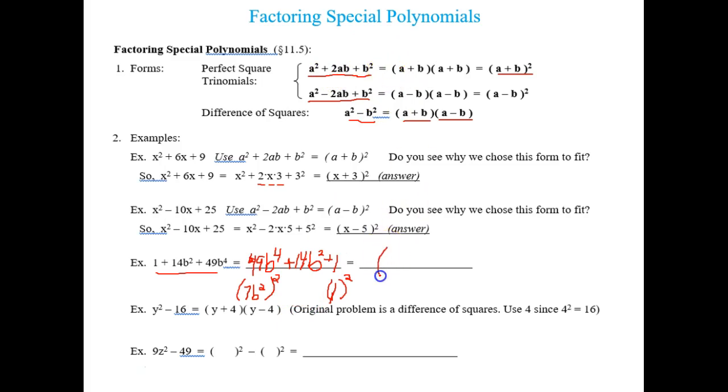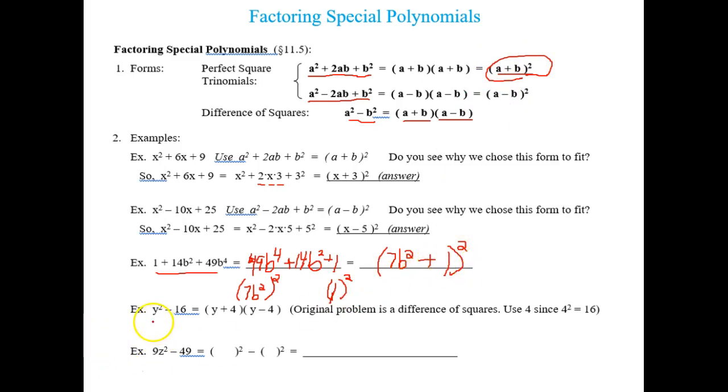So we could just say, all right, it's what squared? Just go right to the end of the formula here, and it would be 7b squared. That's the A plus 1, because that's the B, because we're just doing A plus B squared. All right.